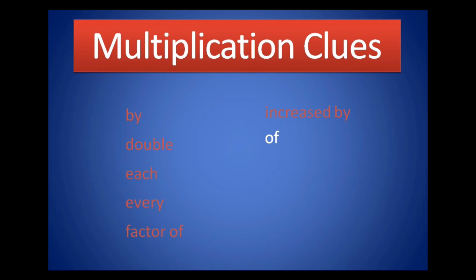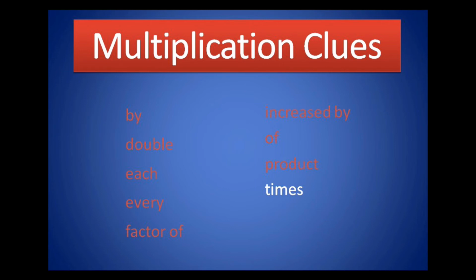Of. Again, that is such a multiplication clue. It's almost like by. When you see by, of, your detective brain should already be thinking, okay, we've got some type of multiplication going on here, and really delve deep into whatever word problem you're having to solve. Let's look at the next one. Product. Again, this is another typical keyword or clue of multiplication. Product.